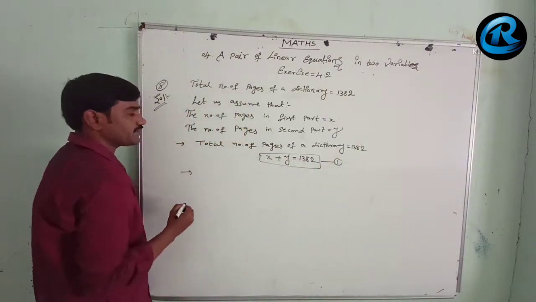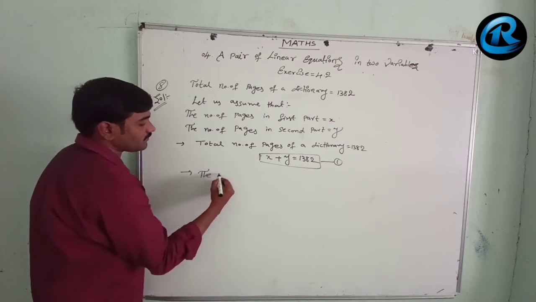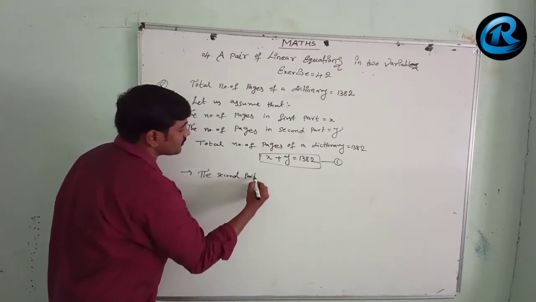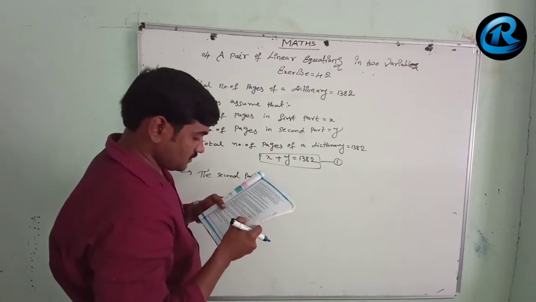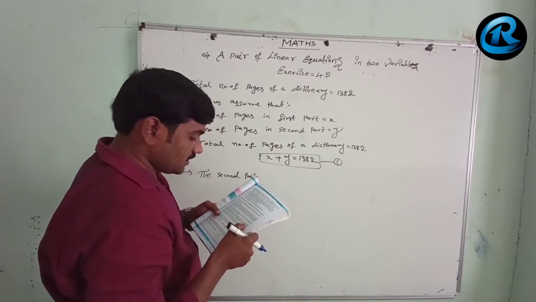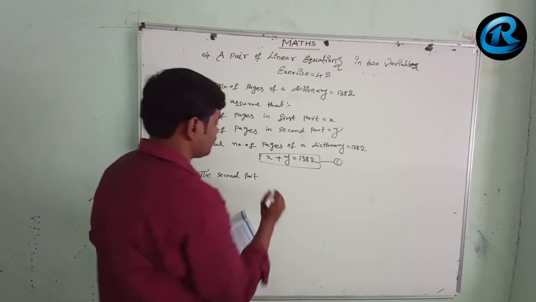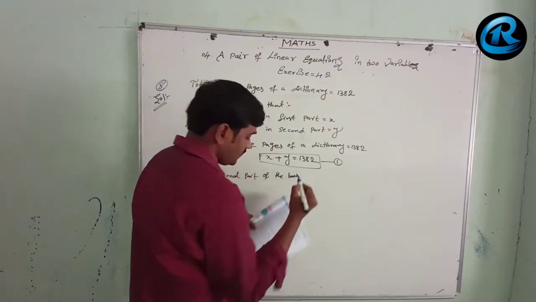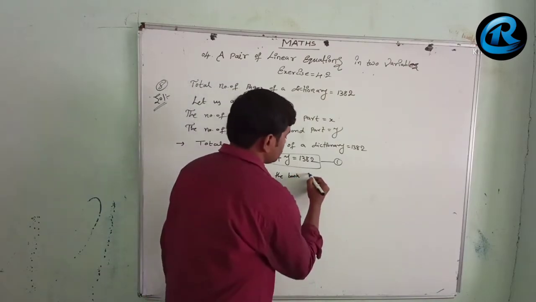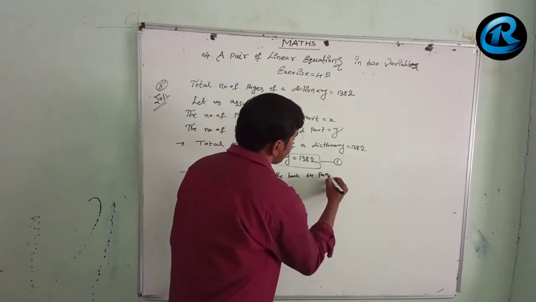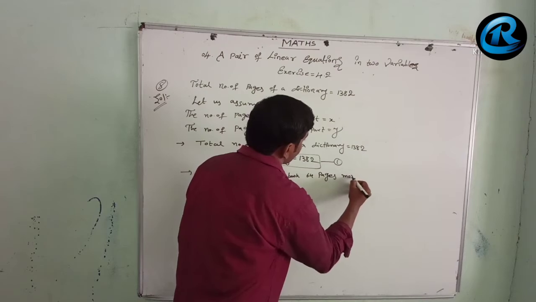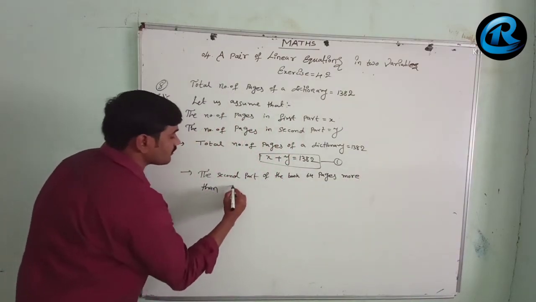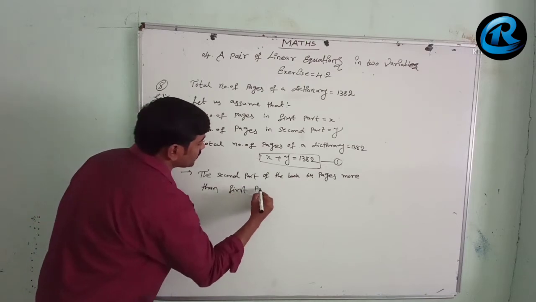Now the second statement, the second part. What has he given? The second part of the book is 64 pages more than the first part of the book.